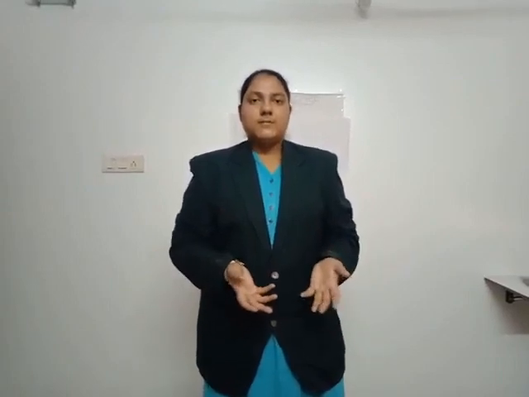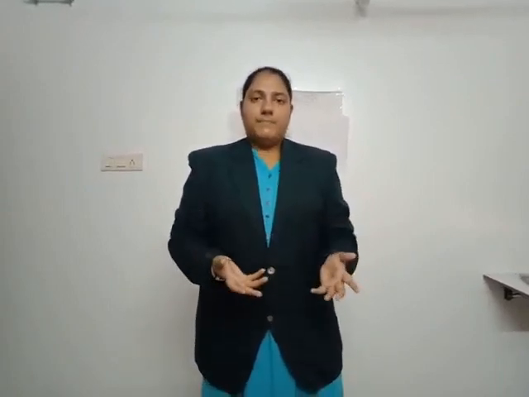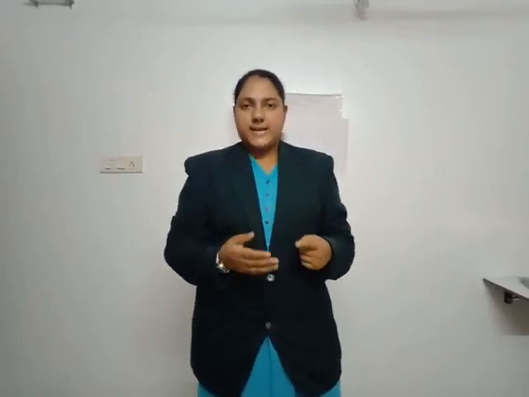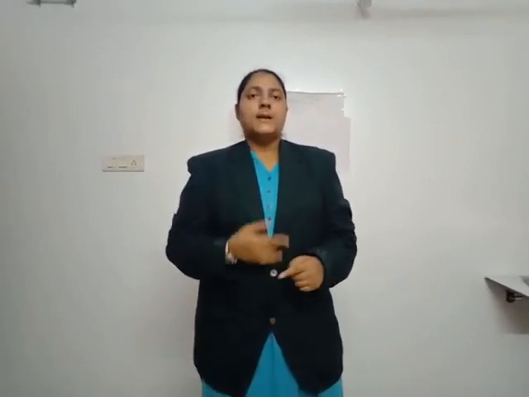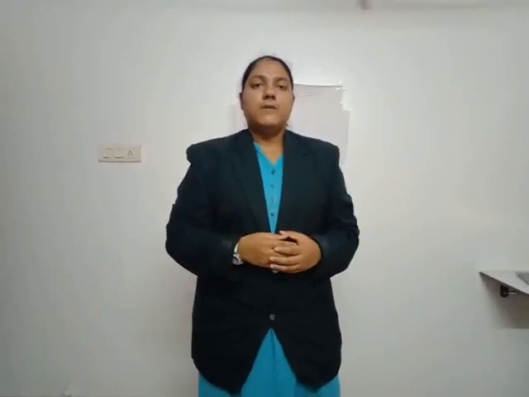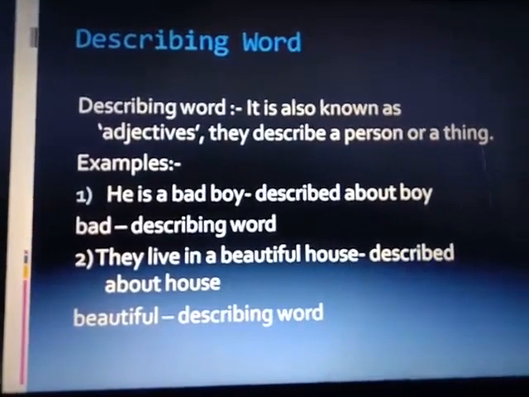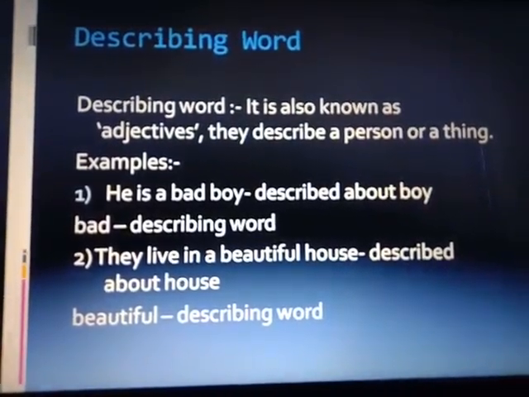As I've already told you, describing words means to describe a noun, like describing a person or a thing or a place. It's not solely about physical appearance, but it can be about taste, it can be about color, it can be about height or different types of shapes. So let's start. Describing words are also known as adjectives.